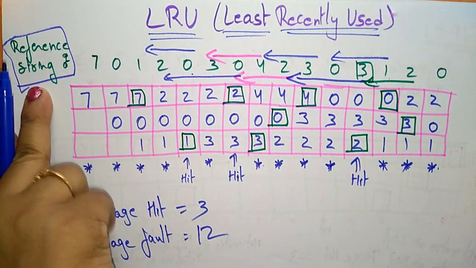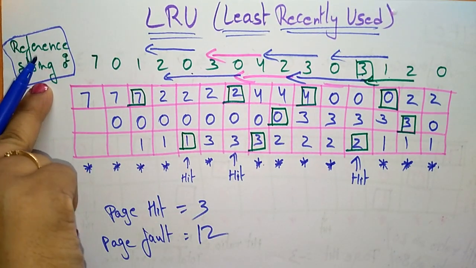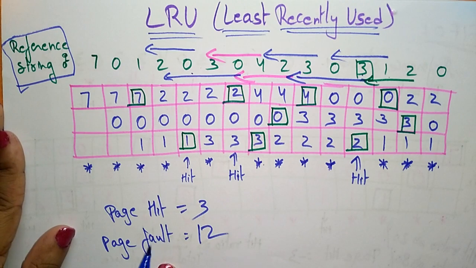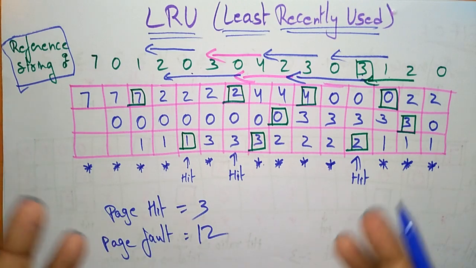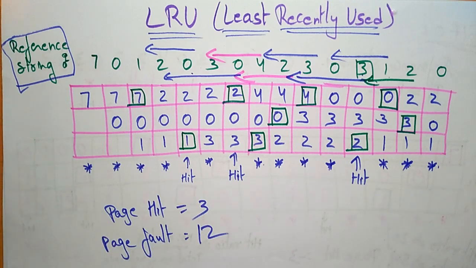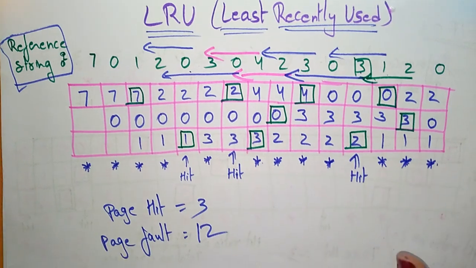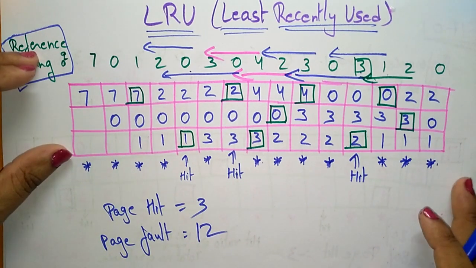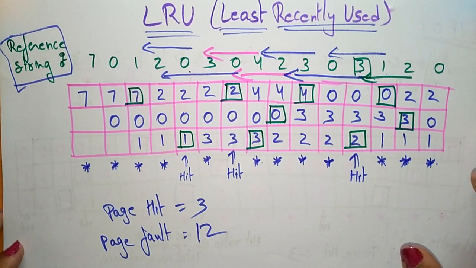The page hits and page faults are completely based on the reference string. Whatever reference string you are given, the hit ratio and the fault ratio will be calculated based on that reference string only. So the hits and faults will be different for different reference strings. This is completely based on the reference string that the user is selecting.